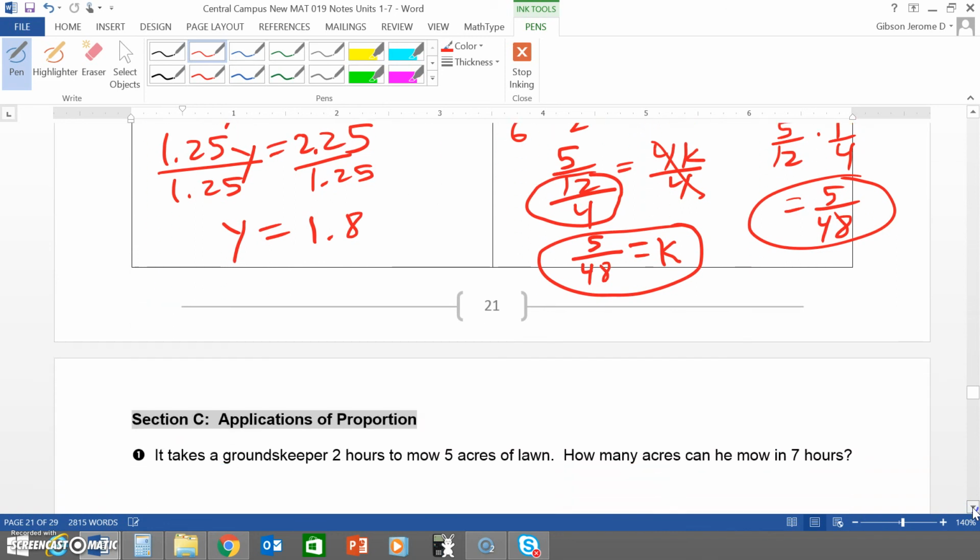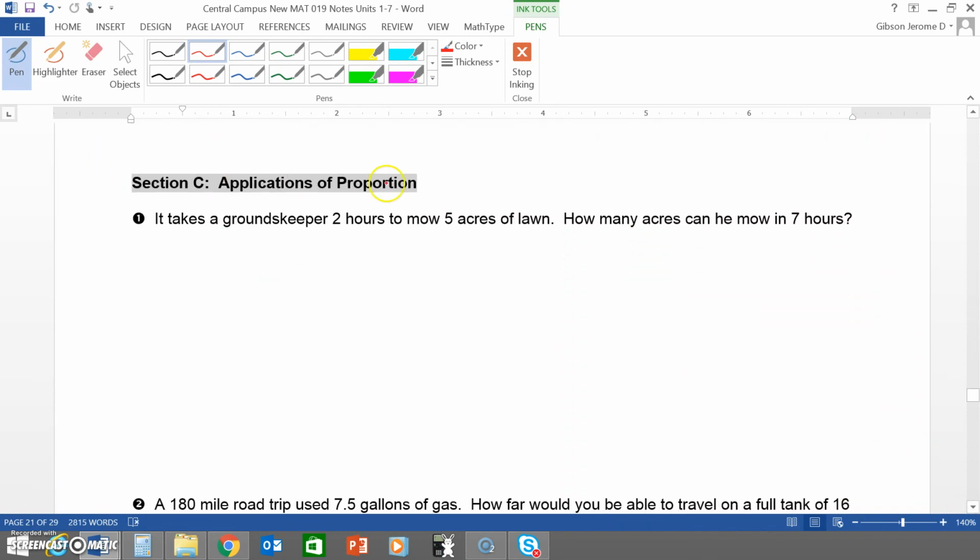Now, we scroll on to section C, applications of proportions. It says it takes a groundskeeper 2 hours to mow 5 acres of lawn. How many acres can he mow in 7 hours? So again, it takes 2 hours to mow 5 acres. That is the proportion. Now we equal this here. Now we have our hours, so we'll match hours with hours. But we don't know how many acres, so your acres would be x.